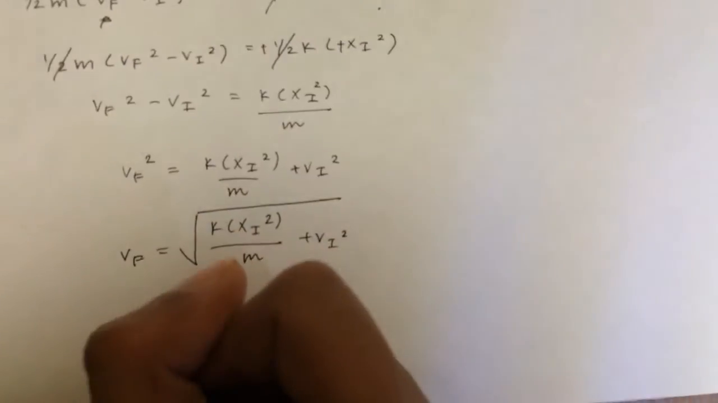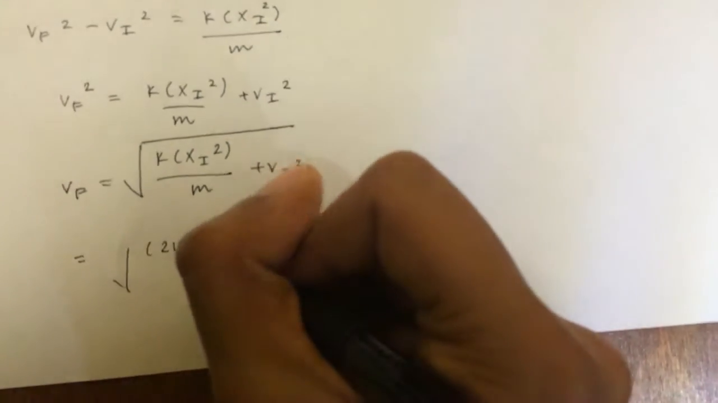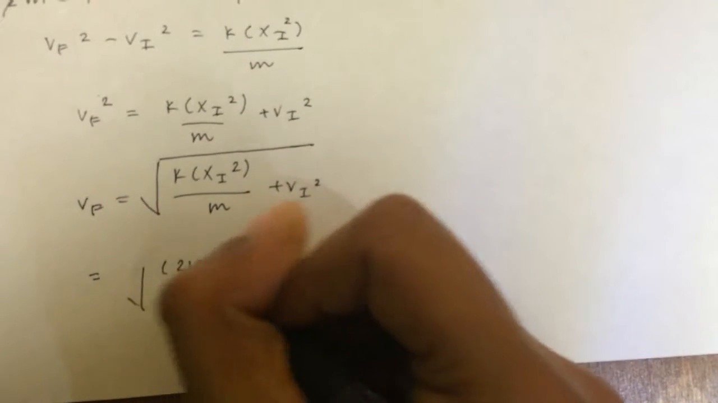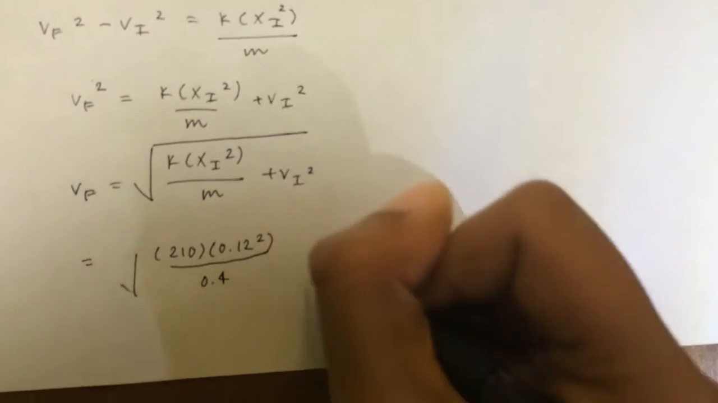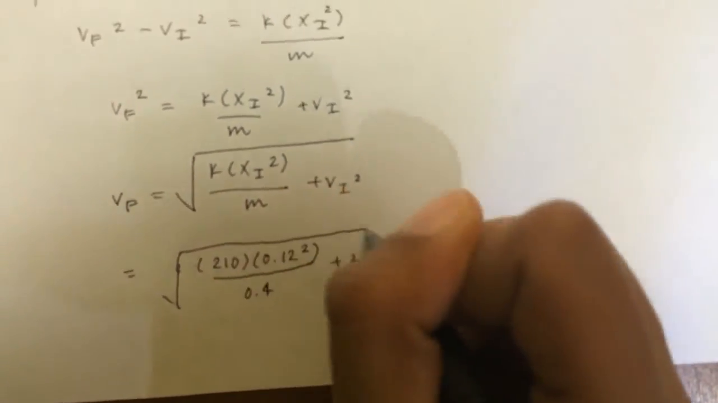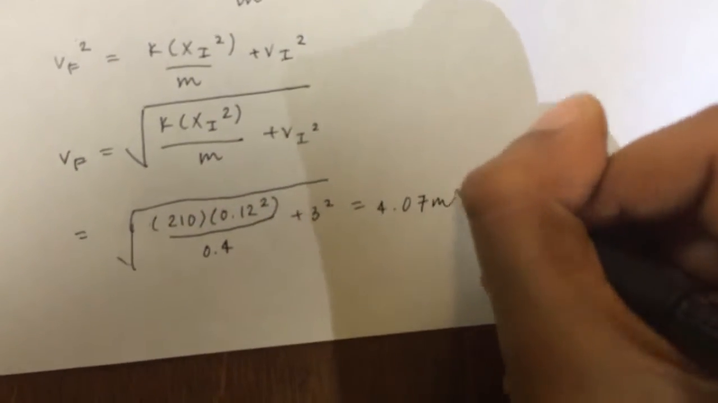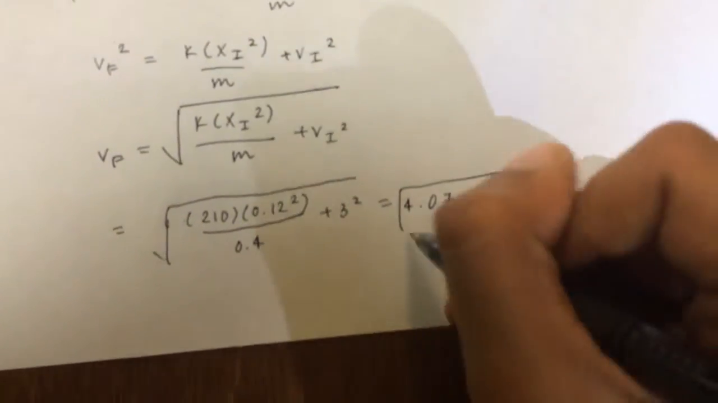And using the values from up above, what we can find is k is equal to 210, and the initial x position is 0.12 meters, divided by 0.4 kilograms, plus v initial, which was 3 meters per second, so 3 squared, and the final answer is equal to 4.07 meters per second when you plug this into the calculator.